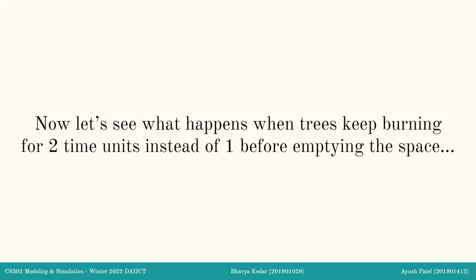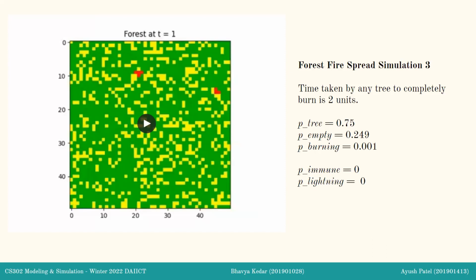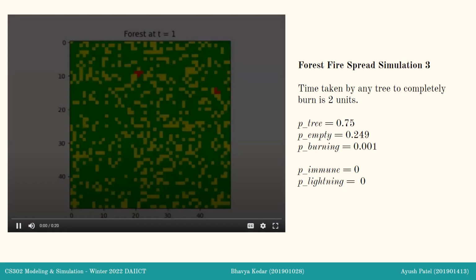Now we'll see what happens when a tree keeps burning for 2 time units instead of one before it gets wiped out. So here are the parameters of our simulation. We have considered a grid where 75% of space is covered by trees, and 0.249 is the probability that a space might be empty, and a very little space will have burning trees. We have set the probability of a tree being immune to zero, and also we have not considered lightning in this case. And here is the simulation result.